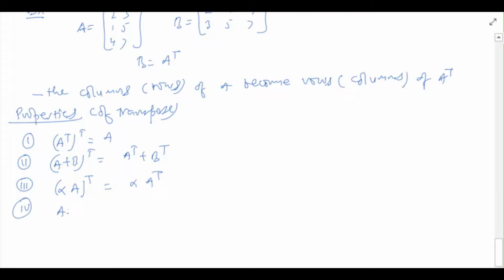Fourth property says that if I have two matrices A and B of suitable dimensions, so that I could multiply those, then transpose of product is product of transposes, but the product is done in reverse order.